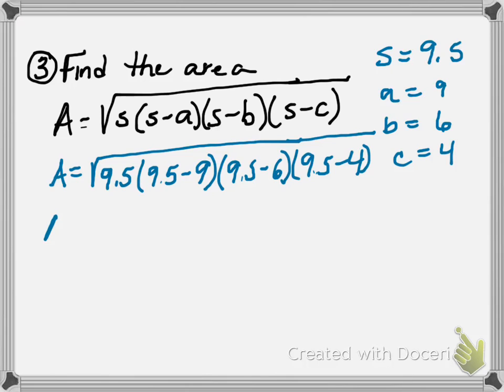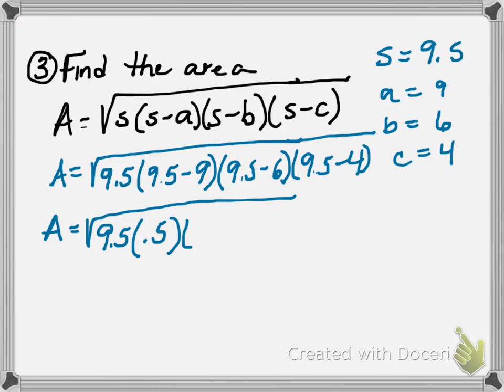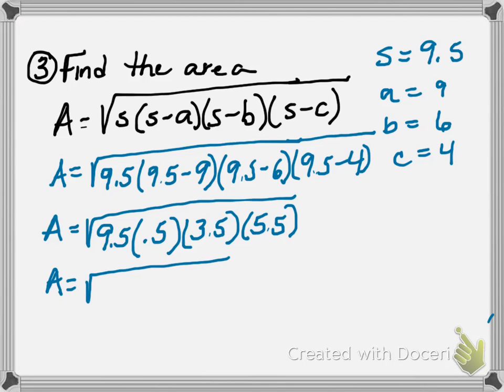All right, so now we're going to do some simplification inside those parentheses. So we have the square root of 9.5. 9.5 minus 9 is just 0.5. Then we have 9.5 minus 6, and that is 3.5. And then we have 9.5 minus 4, which is 5.5. Now, using my calculator, I'm going to multiply all those numbers together.